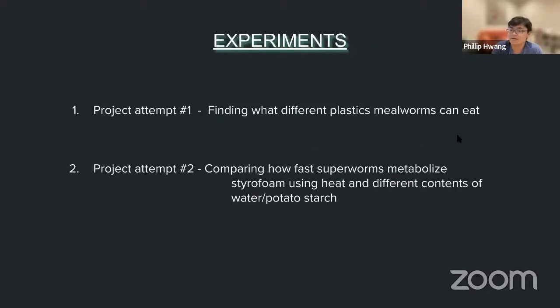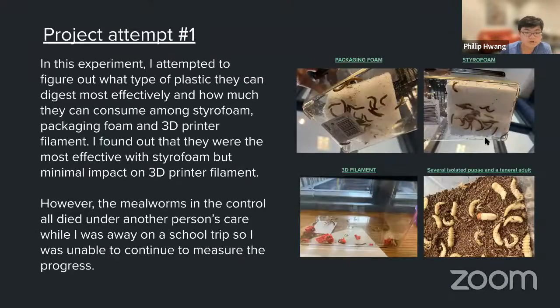During the course of the experimentation time, I actually had 2 attempts doing this project. My first attempt was actually with mealworms, trying to find what different kinds of plastics they could eat. And my final attempt eventually was comparing how fast superworms could eat styrofoam with different supplements. So this is my first attempt. I did this in school. I tried to determine what kinds of plastics they could eat, like packaging foam, styrofoam, even 3D printer material.